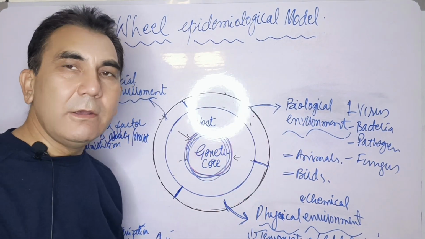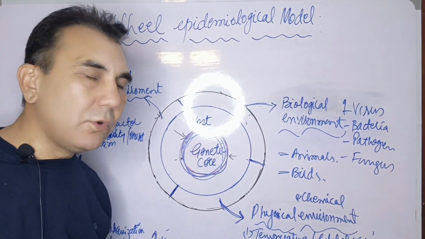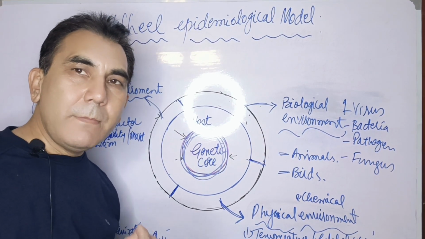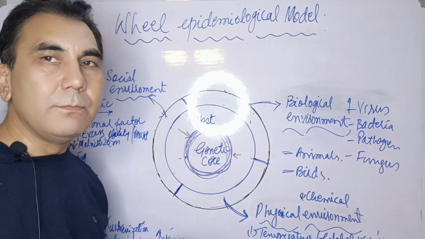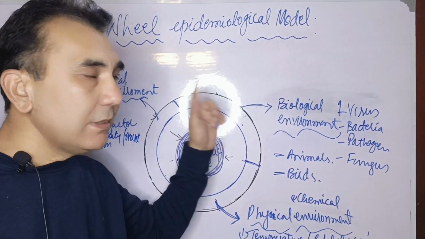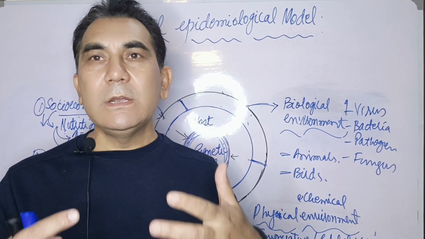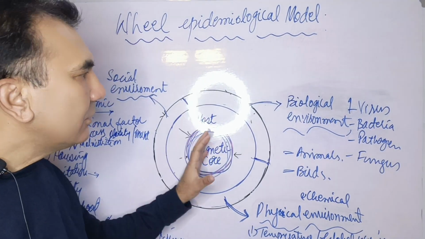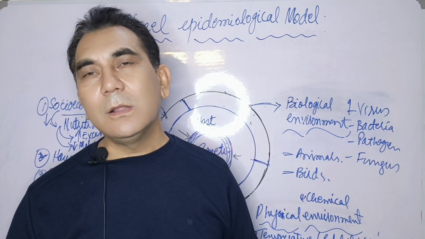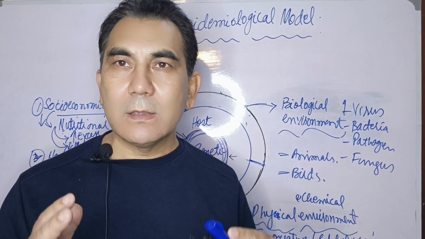All these three environmental factors influence the host and its characteristics, and create changes inside the genetic makeup of the host, and the genes become mutant or deteriorated due to changes in the outer environment. So it causes different types of diseases. I hope today's lecture clears your concept about the wheel epidemiological model. And in the last, I request you all to watch my video lecture very properly. It will clear your concept about epidemiological terms.